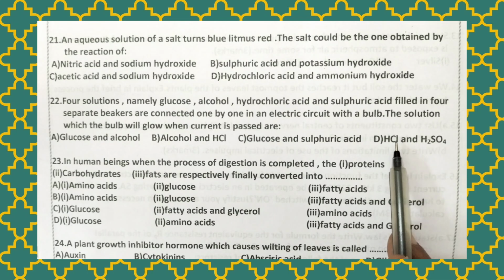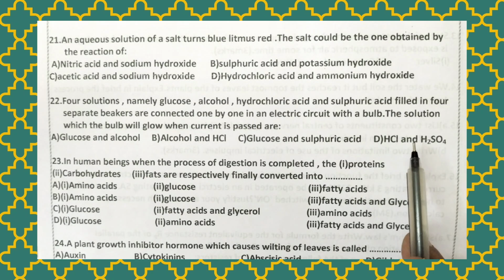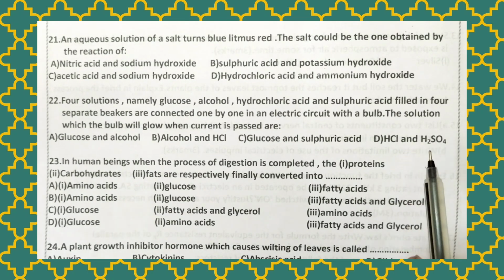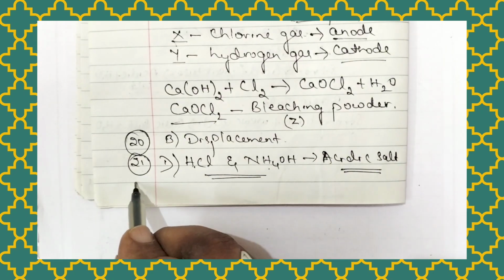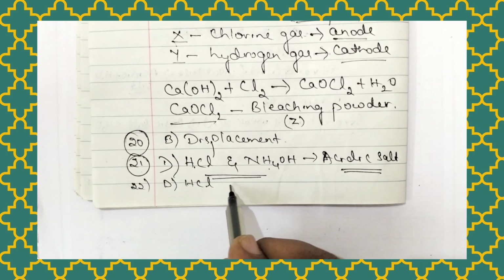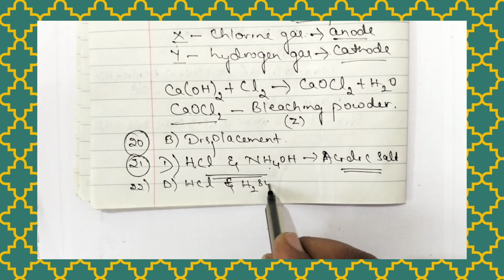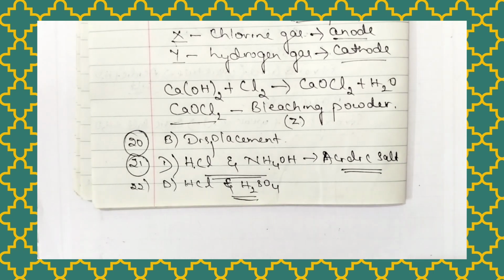So the right option is when electricity is passed through HCl and H2SO4, the bulb will glow. The 22nd question's answer is option D, HCl and H2SO4, because in HCl and H2SO4, when electricity is passed, there is a release of ions. These ions will conduct electricity. So this is the 22nd.